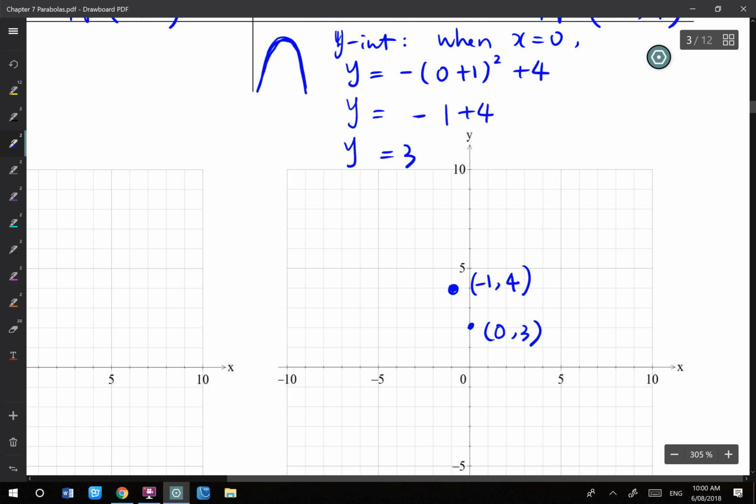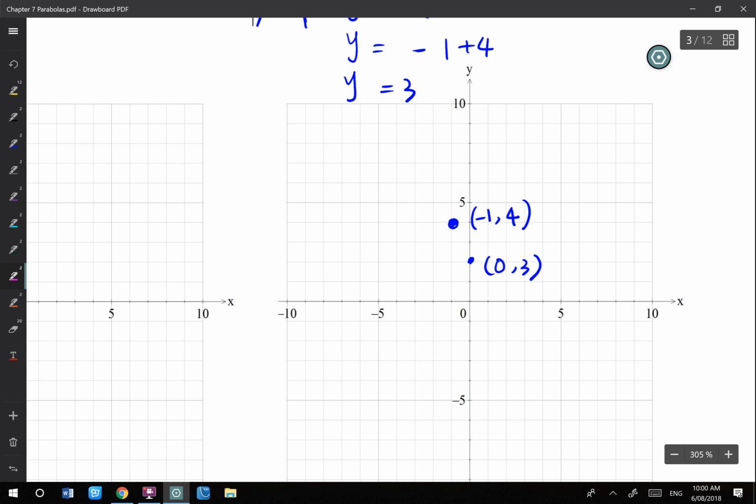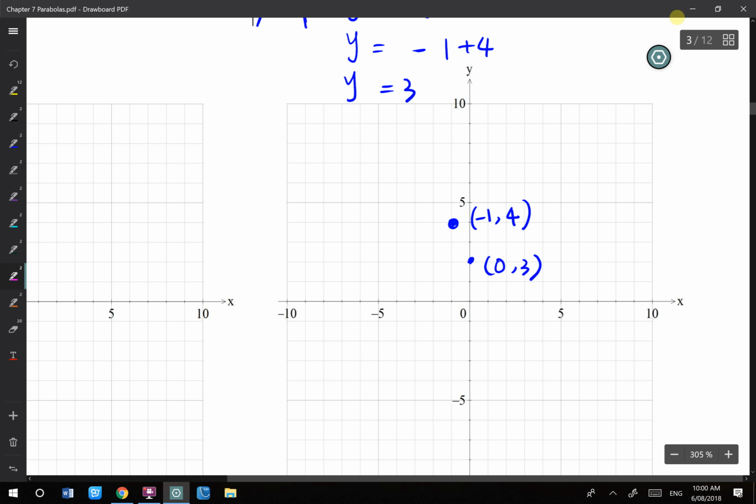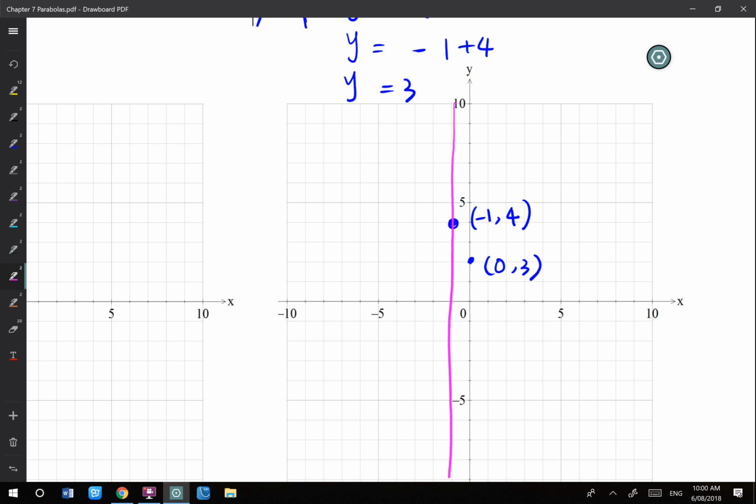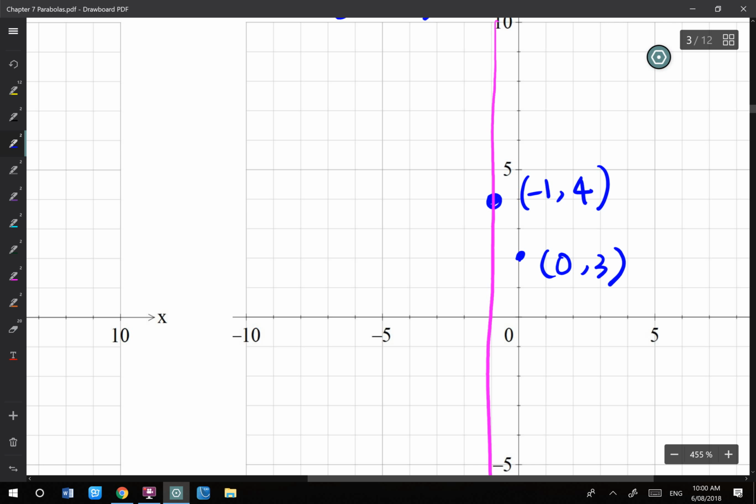Also, you should know that for a quadratic, the graph is always symmetrical. It's symmetrical about which line? It will be symmetrical about the turning point. When we draw a vertical line at the turning point, the graph is symmetrical about this line. So when I know I have a point at 0, 3, I definitely know I should have a point at -2, 3 as well.